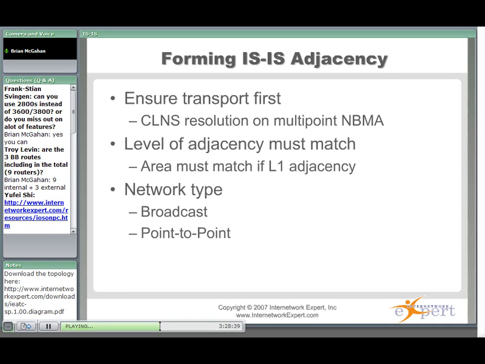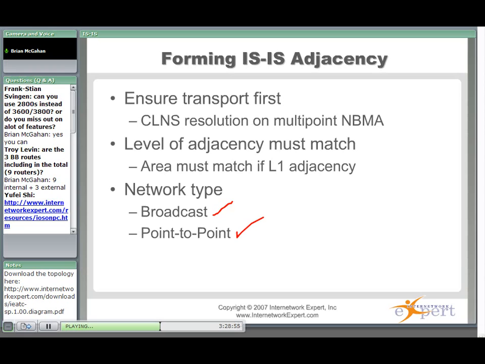If you do it under the particular interface, it is specific just to that individual link. Okay, now there's only two network types in IS-IS. Any multi-point interface is going to be the network type broadcast. Any point-to-point interface is going to be the network type point-to-point.